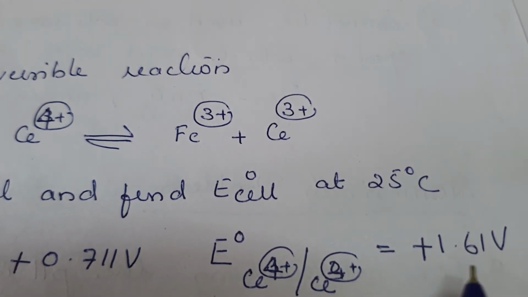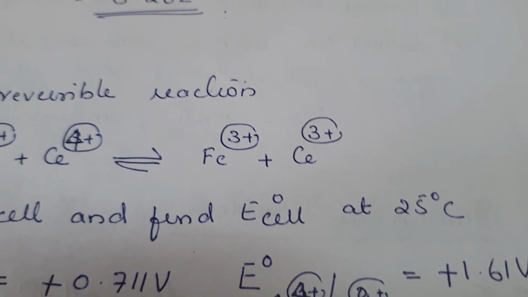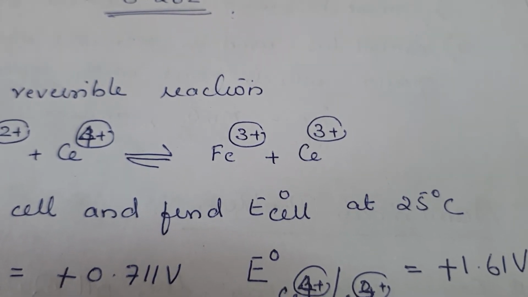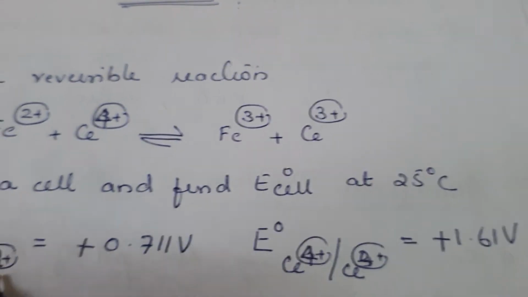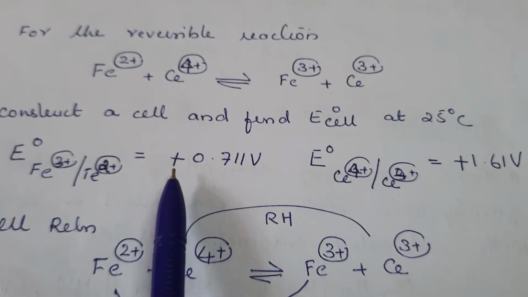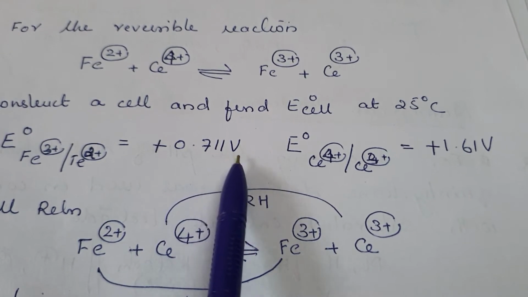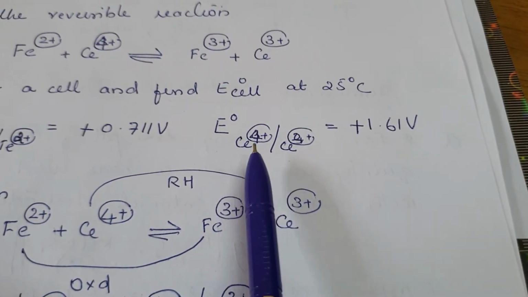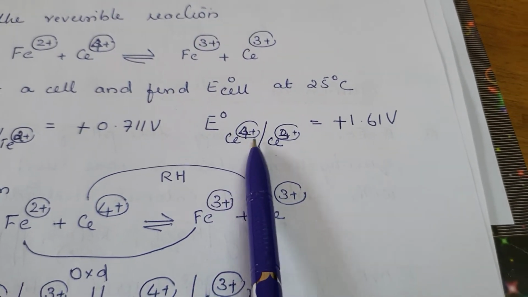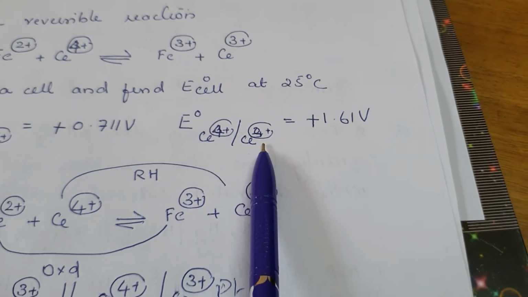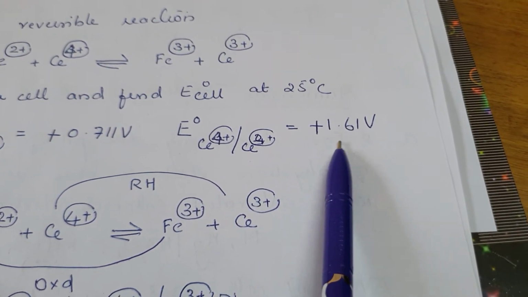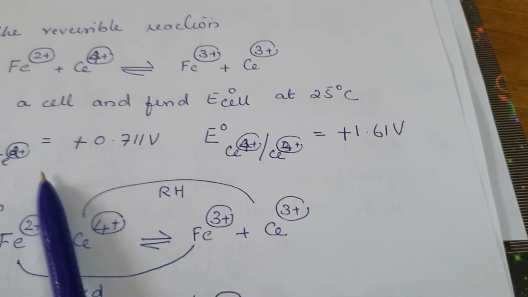For E naught cell, we have been given E naught Fe3+ to Fe2+ is equal to positive 0.711 volt, and E naught cerium 4+ to 3+ is equal to plus 1.61 volt. So both are reduction potentials.